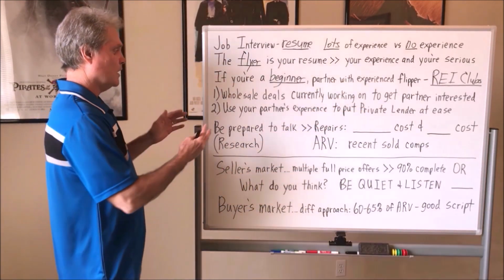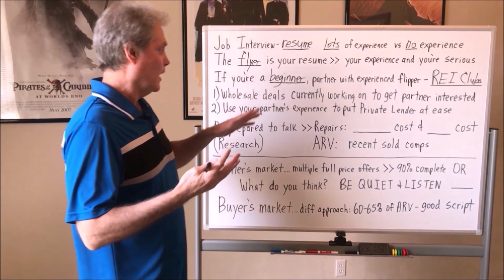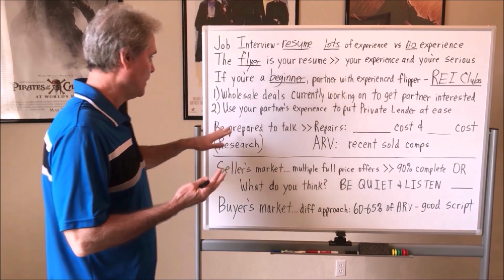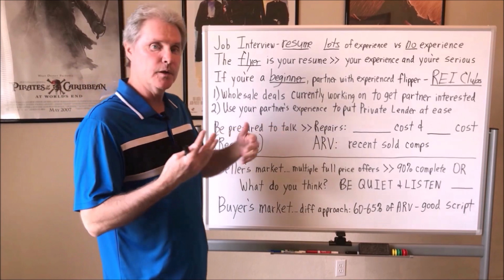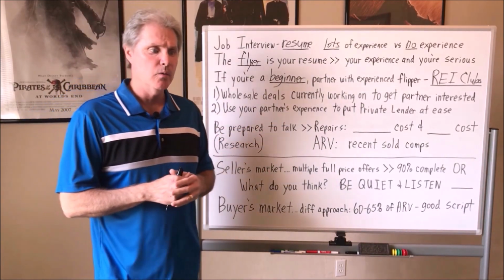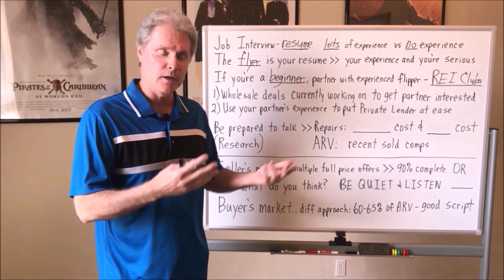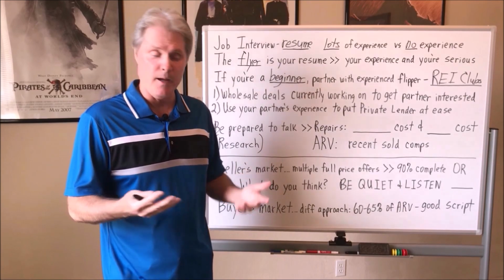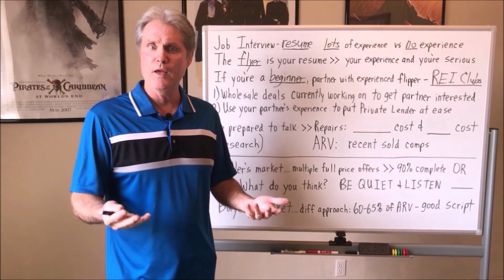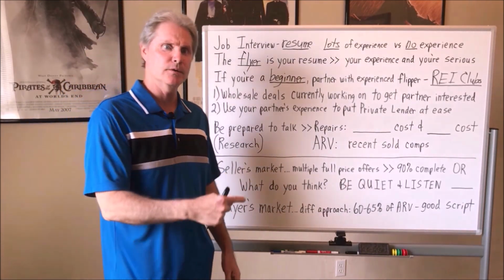So we also talked about being prepared when you talk to the private lender, especially when it comes to repairs. Be prepared, because the private lender is going to ask about the repairs. In our example, this particular wholesale deal has $50,000 in rehab. Your private lender is probably going to ask you, how did you arrive at that number? You should not say, well, that's what the wholesaler said.